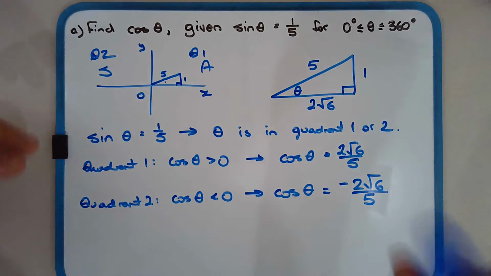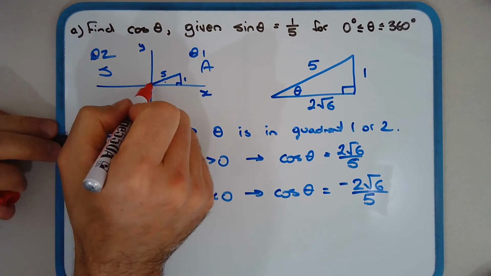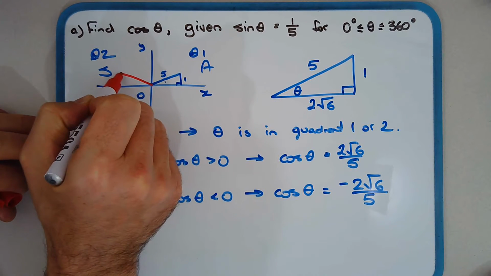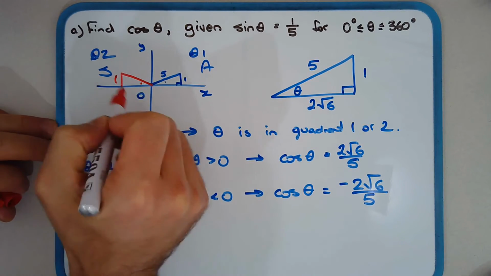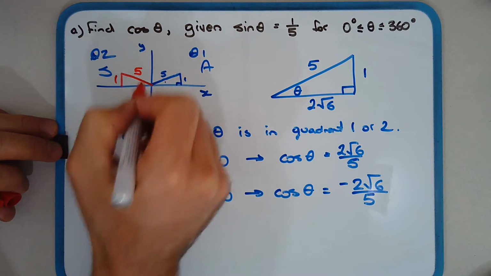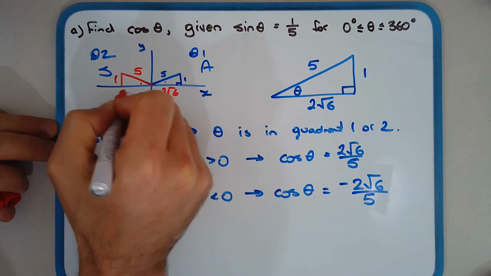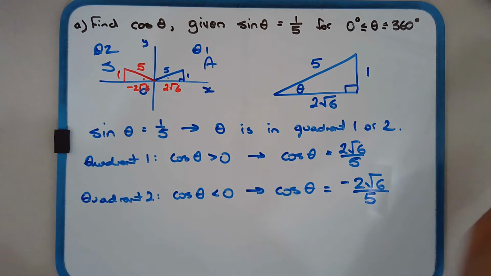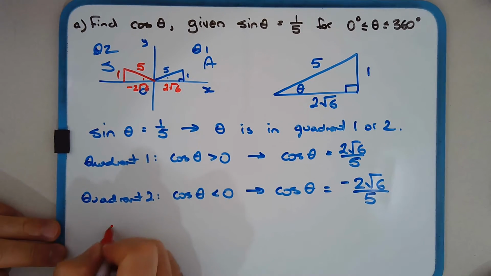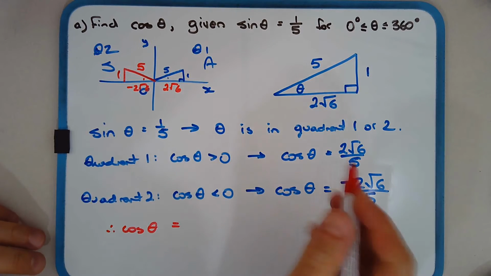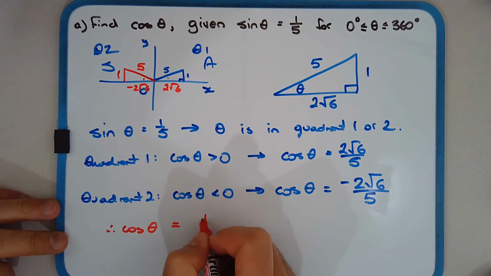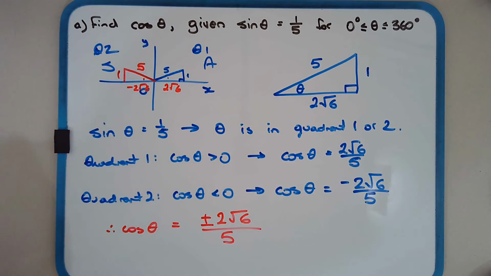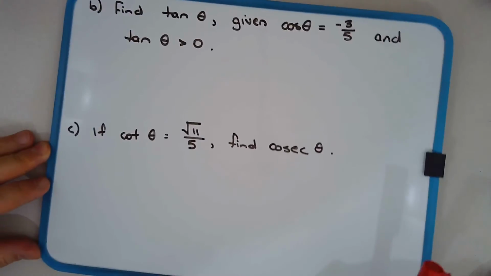So back to this diagram there, and I might just use a different color. That's a triangle, in fact a congruent triangle, the same triangle but reflected in the y-axis like this. That's 1, that's 5, and this is 2 root 6, and this one will be negative 2 root 6 there. So there's our two values for cos of theta. We could combine the two solutions: cos of theta is really plus or minus 2 root 6 over 5. All right, let's have a look at example B.